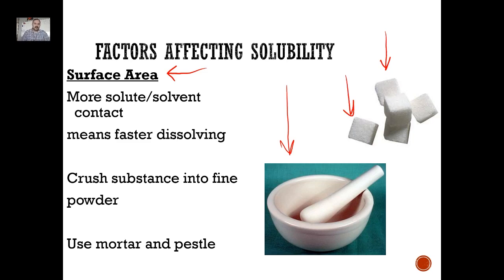So use a mortar and pestle. You don't really need to write that. What you want to know is that the more surface area contact there is with the solvent, the faster it'll dissolve.